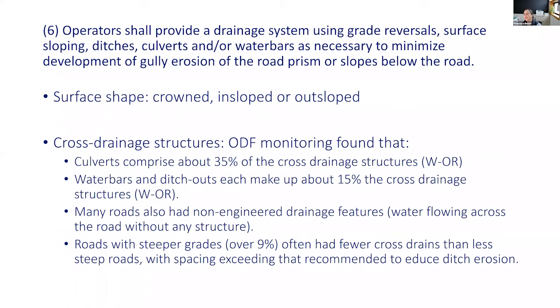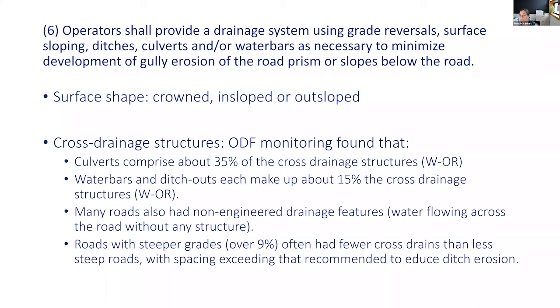And the last one is that the operator shall provide drainage system using grade reversal, surface sloping, ditches, culverts, or water bars to minimize the development of gullies, erosion of the road prism, or slopes below the road. So the first one is the surface shape. As we talked about, crown roads, inslopes or outslopes, so we can keep that water off the surface.